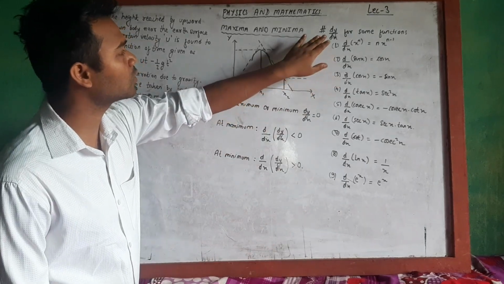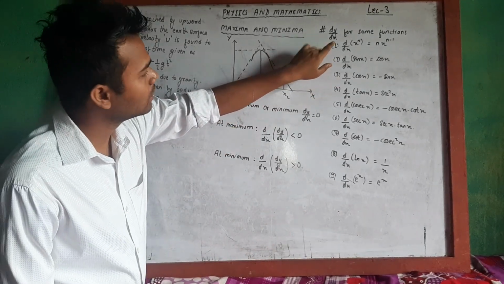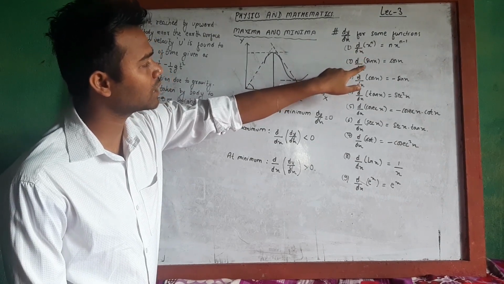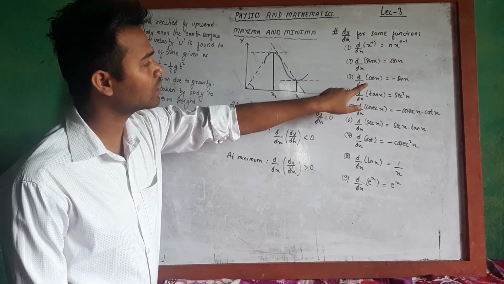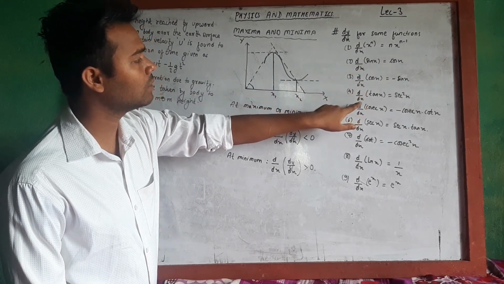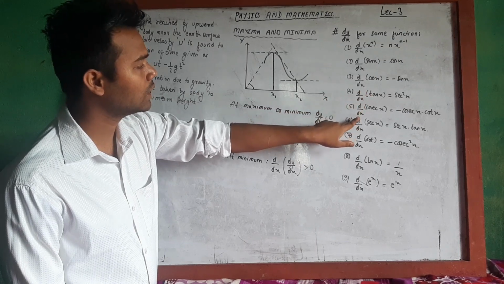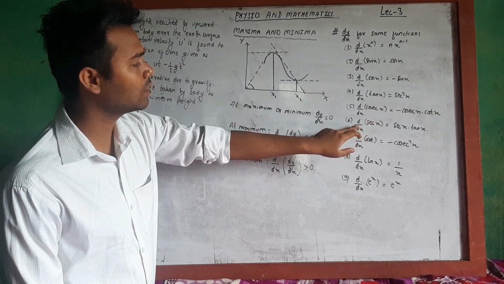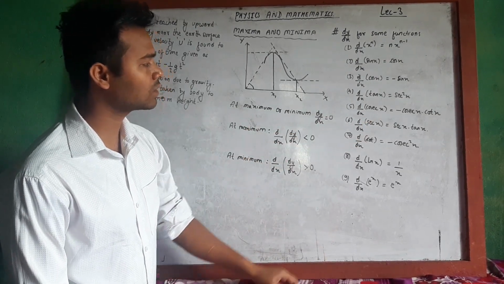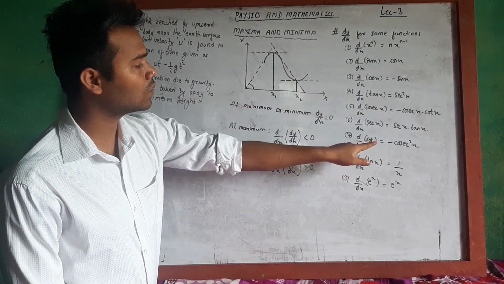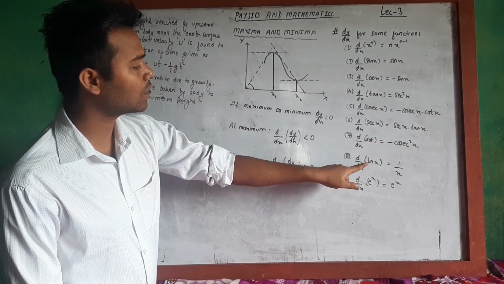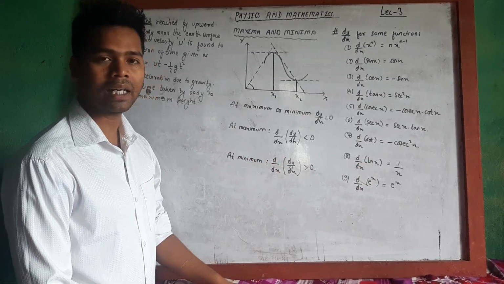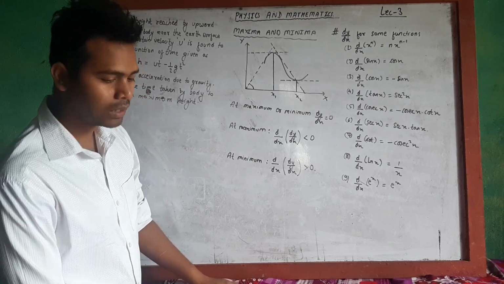Given are derivatives of some frequently used functions. d by dx of x to the power n is equal to n x to the power n minus 1. d by dx of sin x is equal to cos x. d by dx of cos x is equal to minus sin x. d by dx of tan x is equal to sec square x. d by dx of cosec x is equal to minus cosec x dot cot x. d by dx of sec x is equal to sec x dot tan x. d by dx of cot x is equal to minus cosec square x. d by dx of ln x is equal to 1 by x. d by dx of e to the power x is equal to e to the power x.